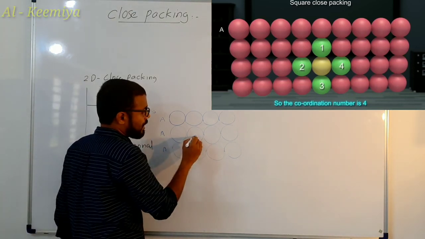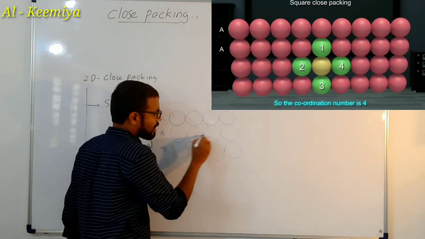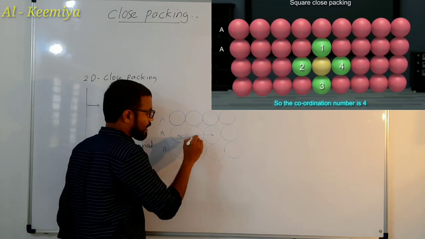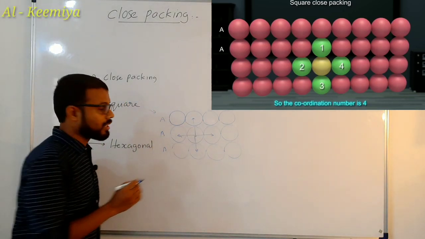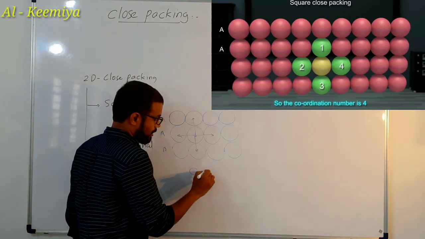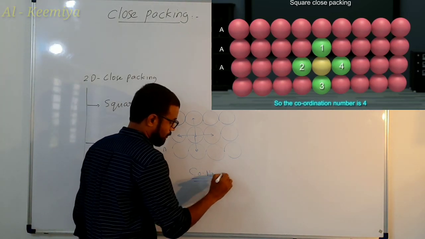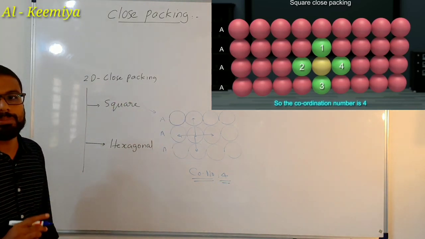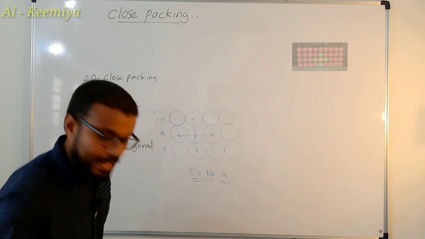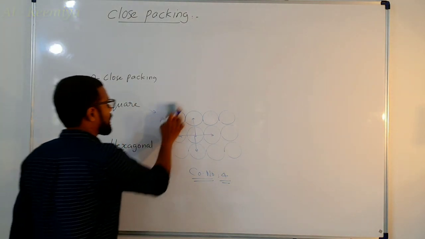In this case, if you check the coordination number, that is, one particle is in direct contact with how many particles? 4 particles. So the coordination number is 4. In 2 dimensional square close packing, the coordination number is 4. You can see there. Next, 2 dimensional hexagonal close packing.